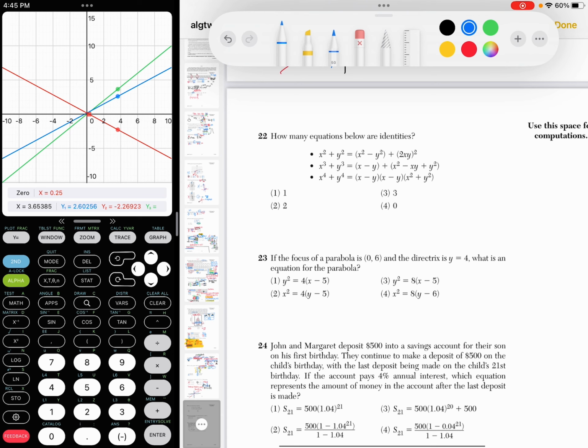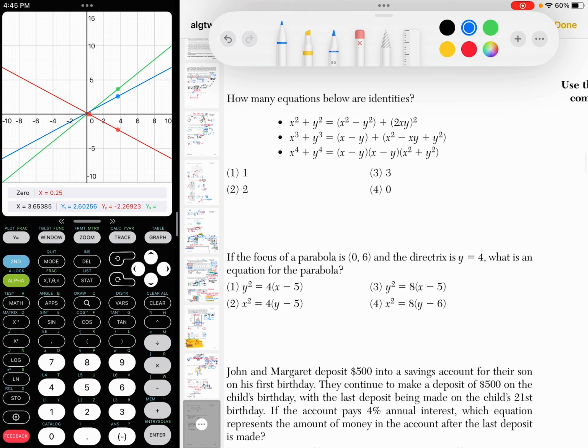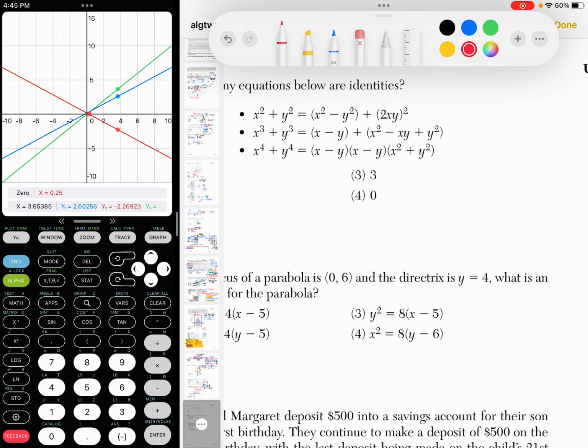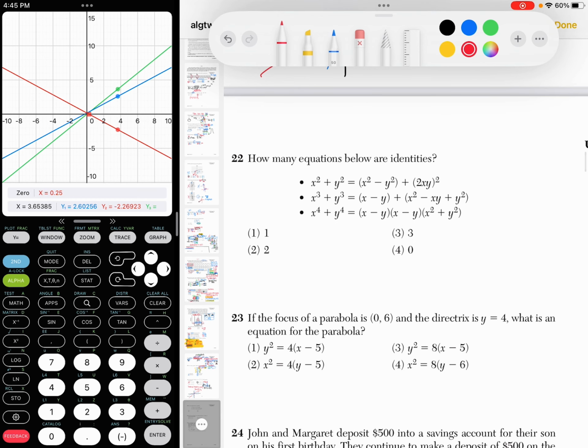All right, 22, 23, 24, we are almost there. So number 22 is saying how many equations below are identities. So there are 3. We're going to have to check all 3 of them to see if they are identities. Identity just means that the left side is equal to the right side.